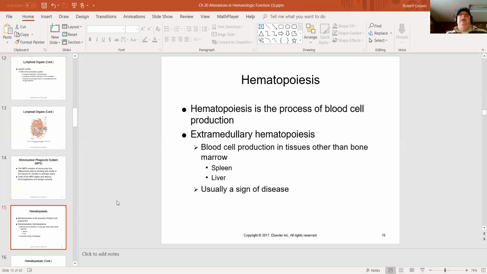Hematopoiesis is the process of making blood cells. Again, it occurs in the spleen and liver of the fetus, but it occurs in the bone marrow of adults, well, after birth: infants, children, and adults.